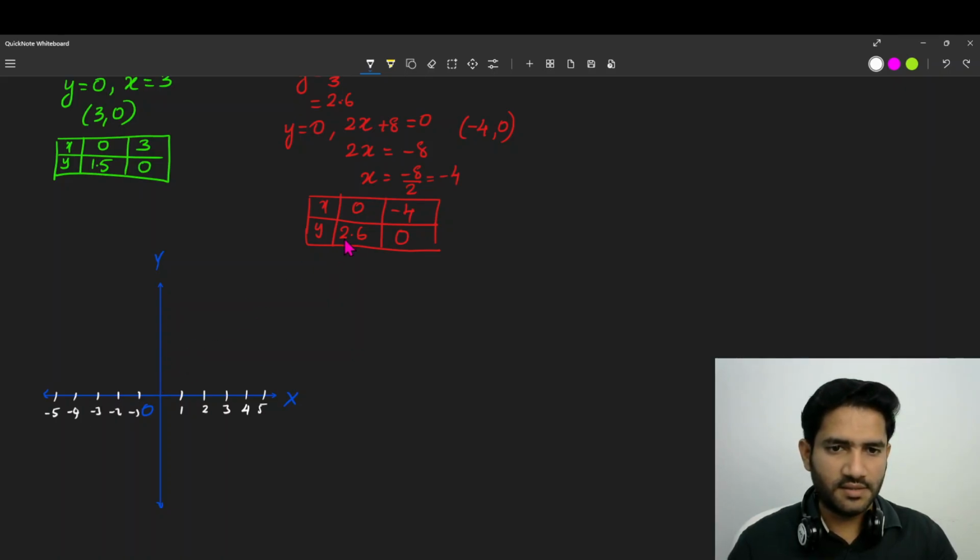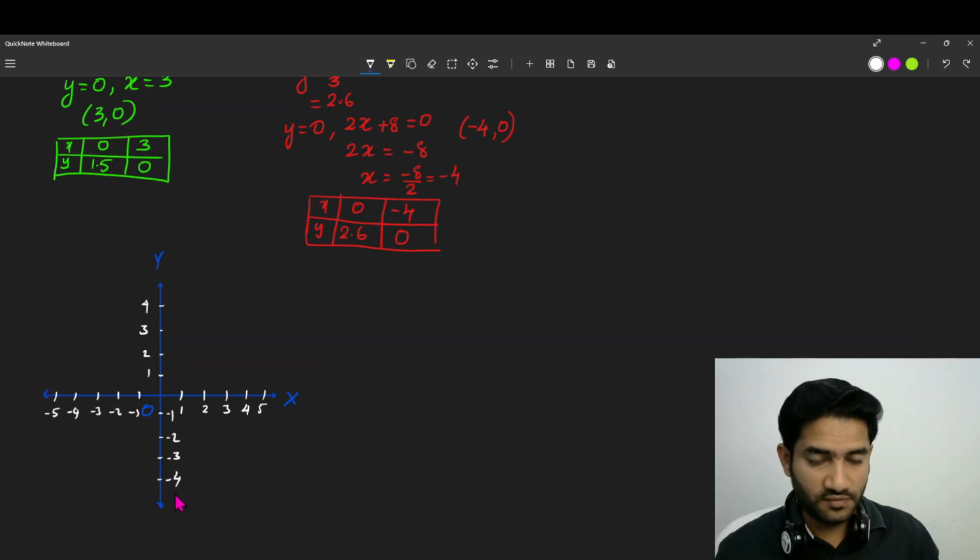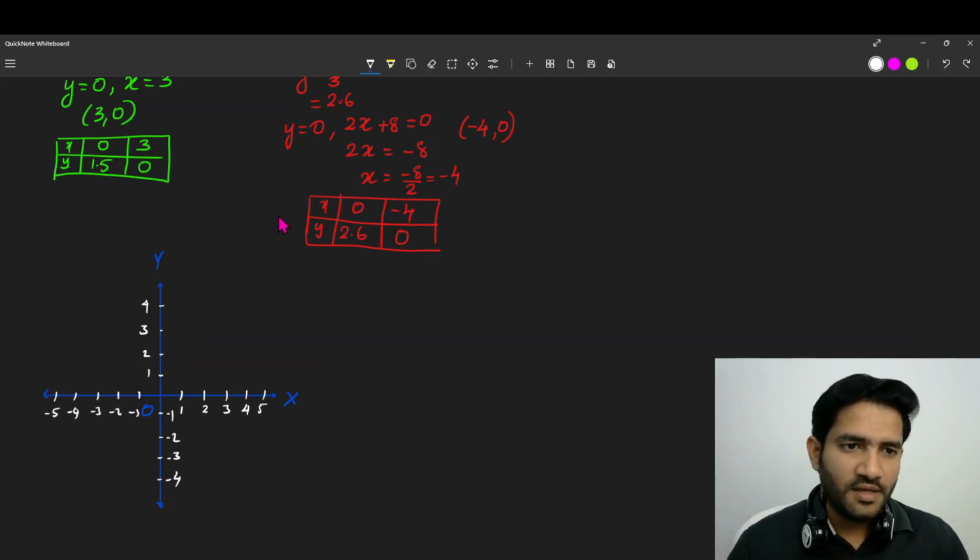And on the y-axis, the points are 2 and 1.5. You can consider 1, 2, 3, 4, that's enough. Here 1, 2, 3, 4, and -1, -2, -3, -4.